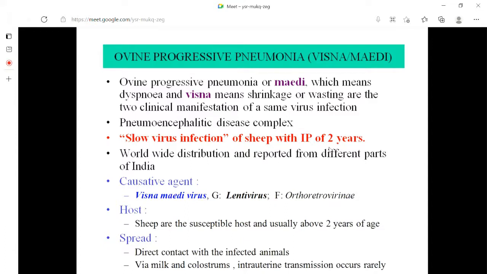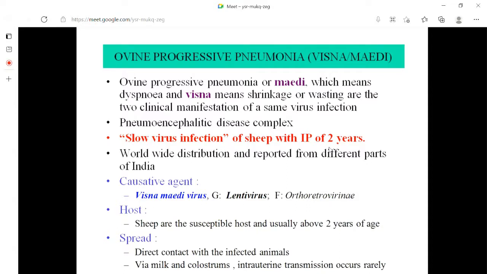So this is an extremely slow virus infection, and because of which it has not been detected for quite a long period. And then the history: in 1933 only, some sheep from Germany were imported to Ireland, and then the sheep developed this kind of gradual emaciation and wasting symptoms, and they exhibited respiratory difficulties. And they started giving the names VISNA and MEDI. This progressive pneumonia is MEDI, which means dyspnea.